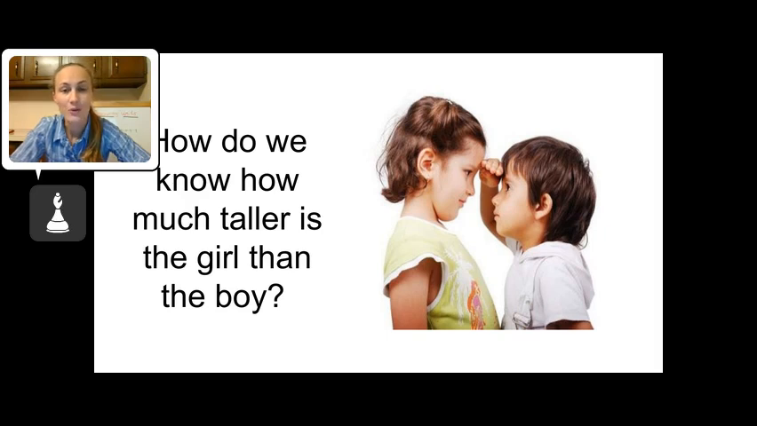So, today I would like to talk about measurement units, and I would like you to learn how to find out the length of an object. And I prepared a special interesting activity for you. So, let's get started.